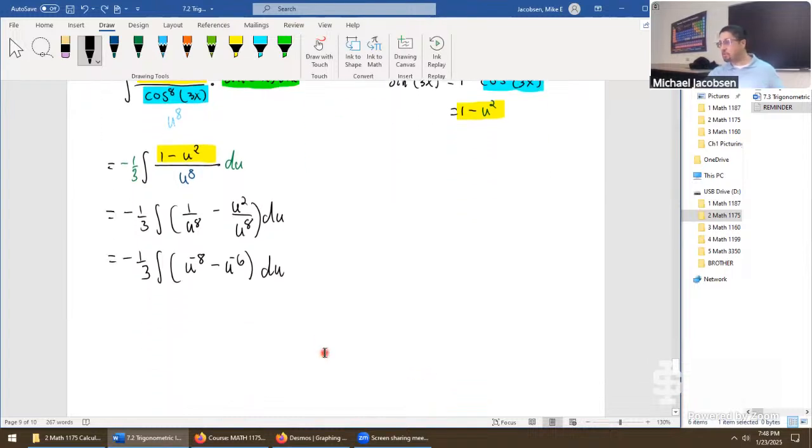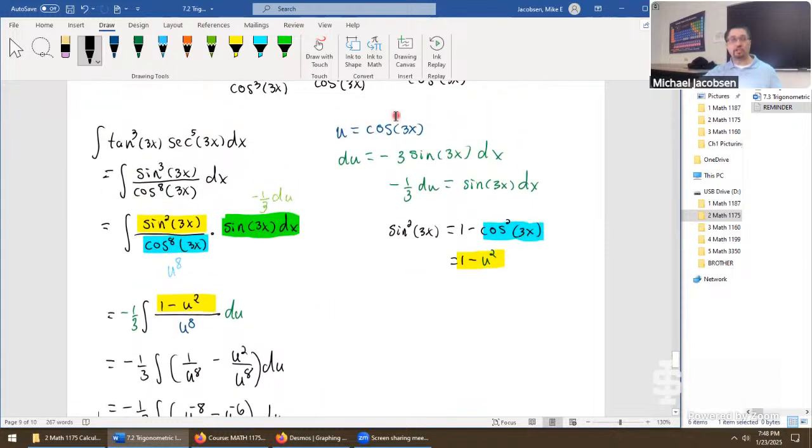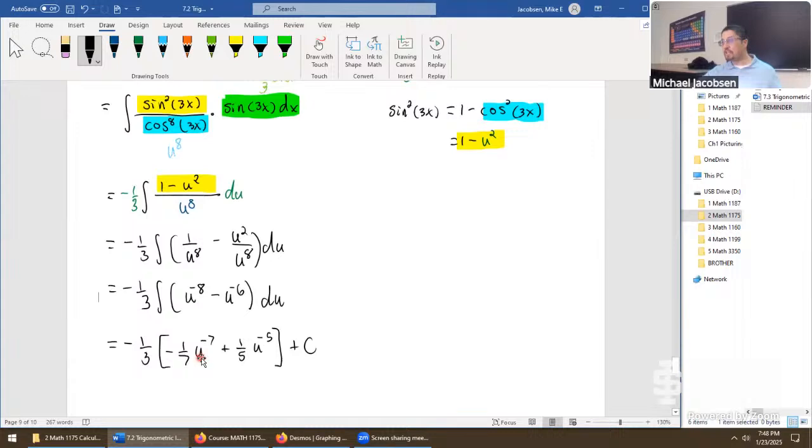Okay, to finalize this one off, let's write this as -1/3. The antiderivative here is going to be, power goes up by 1, so -1/7, u power -7. Same on this one. This will be +1/5, u power -5. So we have an extra sign swap involved. And finally, add a constant and undo our original substitution. I forgot it's cosine. So cosine is going to go into those positions and we'll have a result.